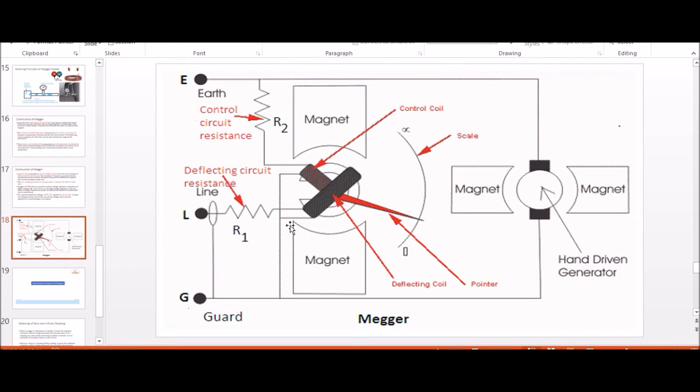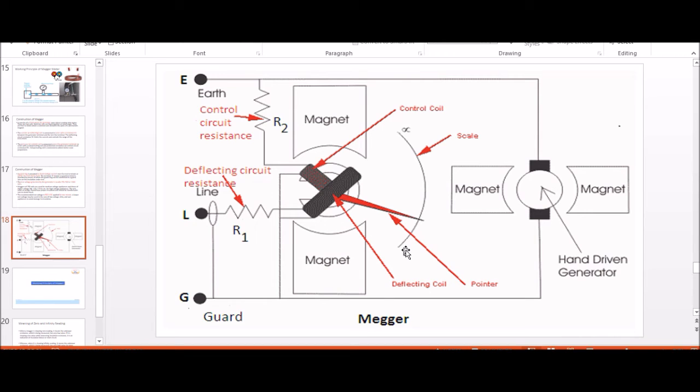So the equivalent effect of your voltage is produced by this set of coil which is attached here, and the equivalent effect of current is produced by this coil, right? So if you short these two terminals, maximum current will flow through this path because they are connected to each other. So in this scenario, your needle will be deflected towards zero, right?